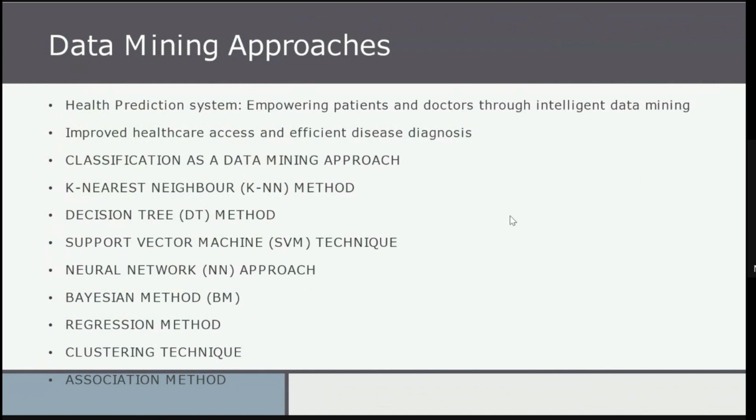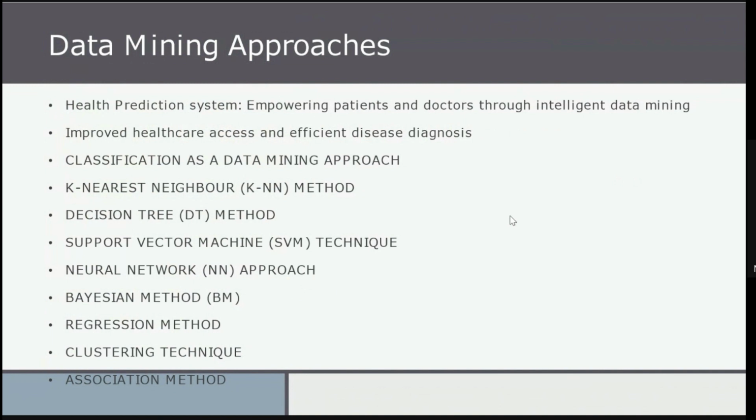So there are lots of classifications of the data mining approaches. There is this thing called the K nearest neighbor method. Then you also have the decision tree method. There are different data mining approaches, a few of them are listed here.